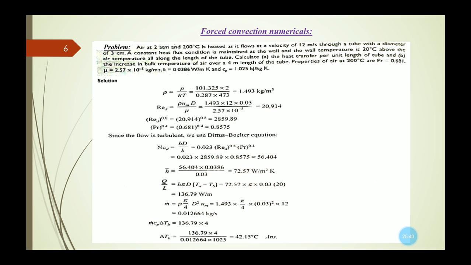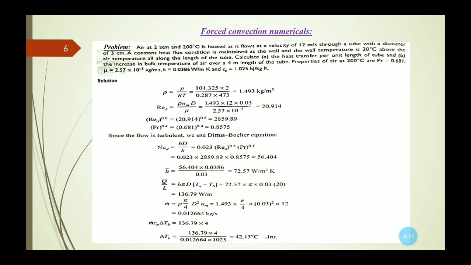Now putting this value of the air density in the formula of the Reynolds number, we can calculate the value of the Reynolds number, which we are getting as 20,914. Now in case of a tube, this value of the Reynolds number shows the turbulent characteristics of the flow. Now the Reynolds number to the power 0.8 is 2859. Reynolds number to the power 0.4 is 0.8575.